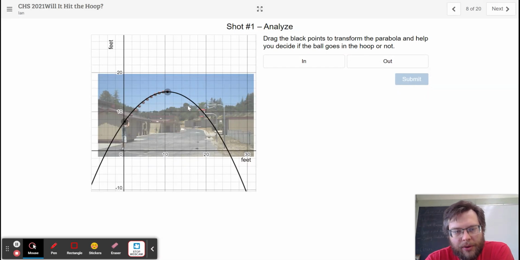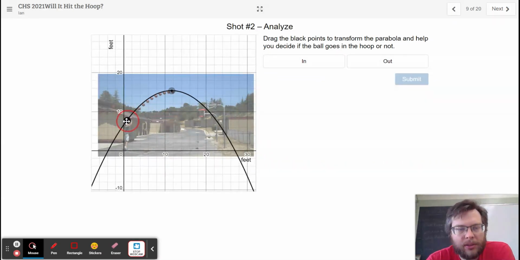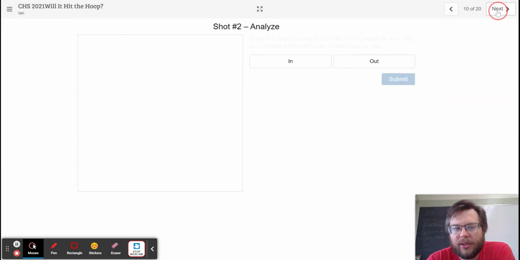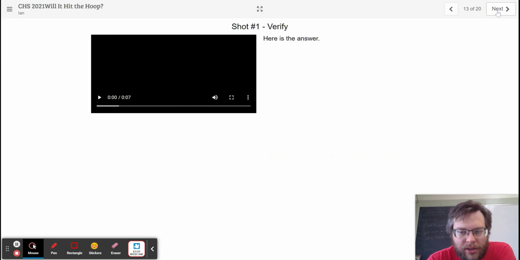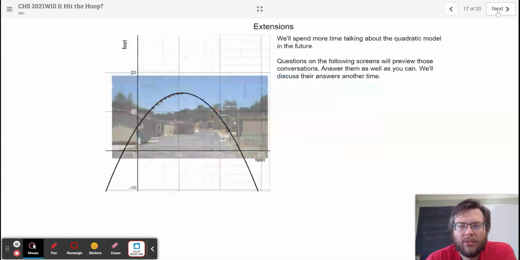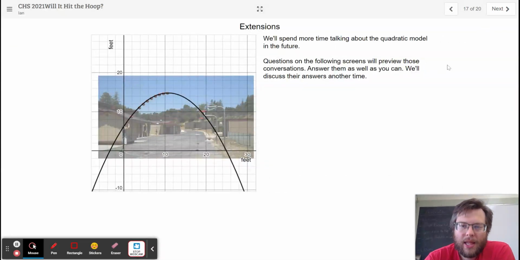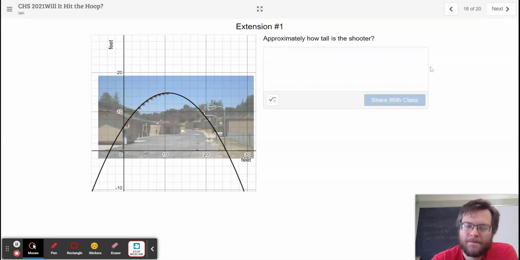And so using that model, this one looks like it's going to go straight through the hoop. You can do similar sort of things where you're putting the vertex and putting the y-intercept like that. That one doesn't look in, etc., etc. Then you get to actually watch the reveals. It's more fun if you try it yourself. So I'm not going to reveal anything. And then the last couple slides are pretty important for understanding what's going on here.